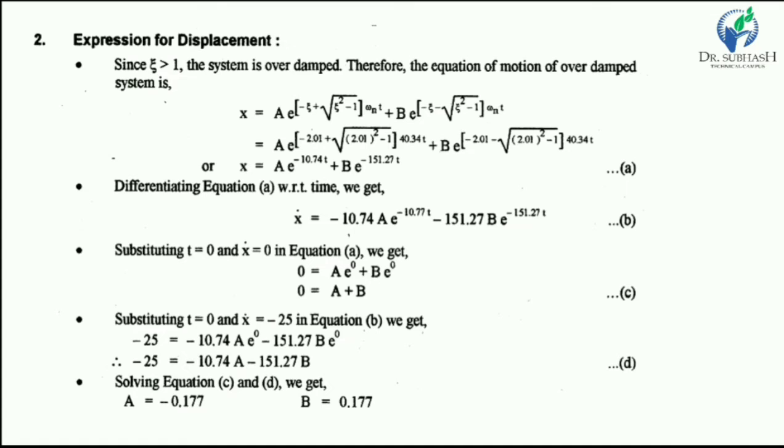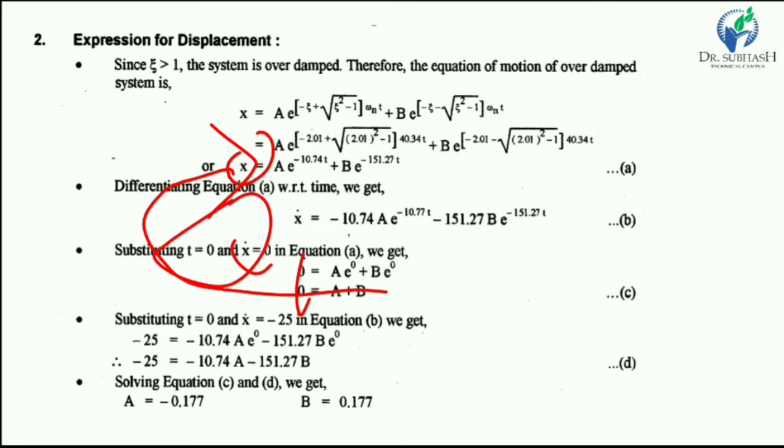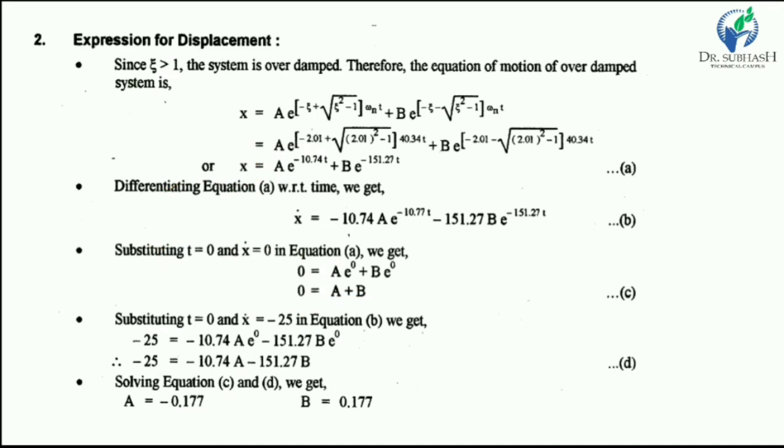Now put the values in the velocity equation, with t equal to 0 and x equal to 0. So displacement is 0 and time is 0. Here displacement 0 and time 0, so e raised to 0 is 1. So a plus b is equal to 0. Finally we get this from the displacement equation.